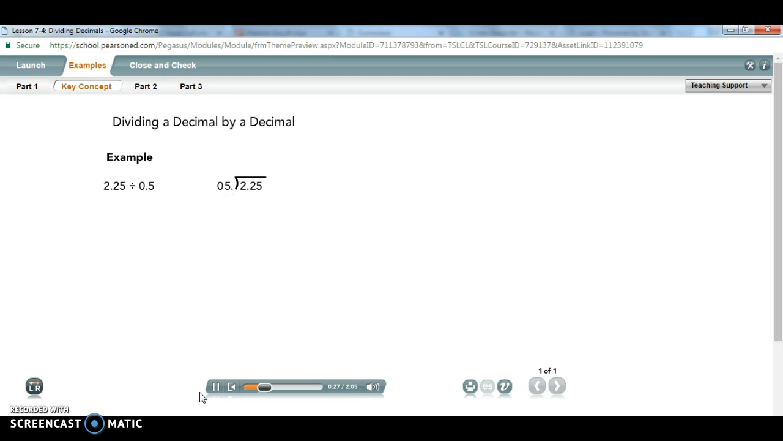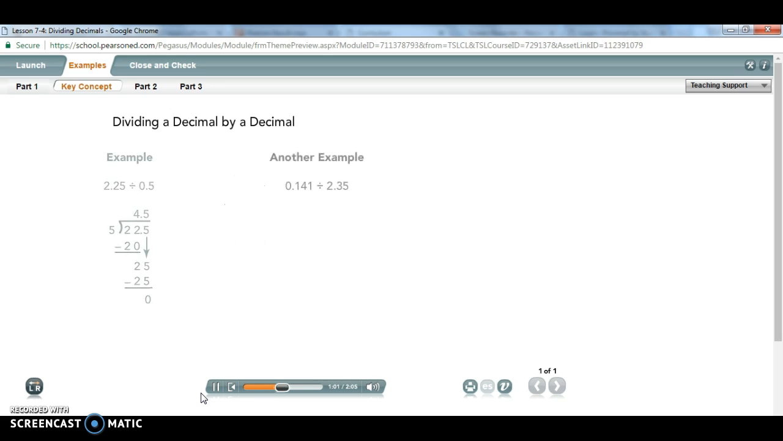To keep the division equal, multiply the dividend by the same power of 10. You have changed the example to an equal division, 22 and 5/10 divided by 5. Use standard long division to divide 5 into 22 and 5/10. Place the decimal point in the quotient above the decimal point in the dividend. The quotient is 4 and 5/10.